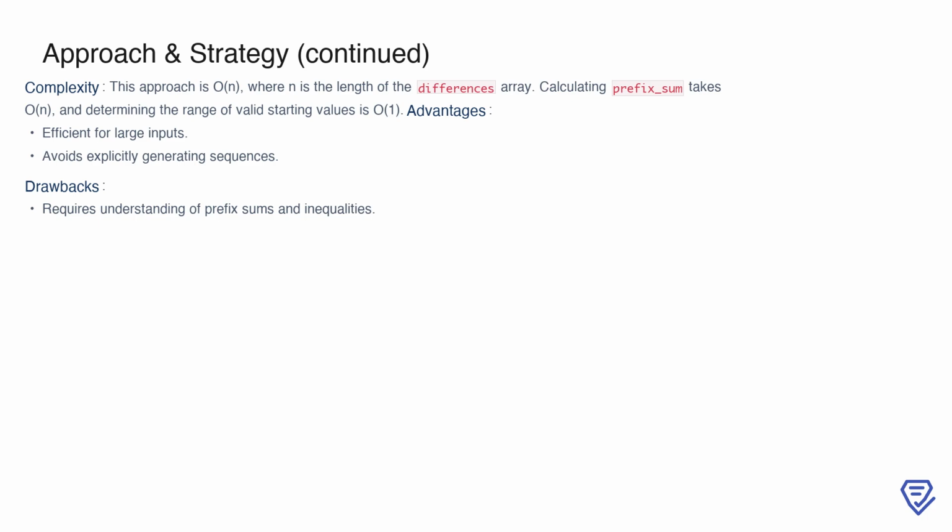The key advantages of this approach include its efficiency and the fact that it avoids explicitly generating sequences, focusing instead on deriving the valid range for a_0. However, it does require a good understanding of mathematical concepts like prefix sums and inequalities. These are essential for correctly implementing the solution. By shifting the focus from brute force simulation to analytical reasoning, this method provides a much faster and more practical way to solve the problem.